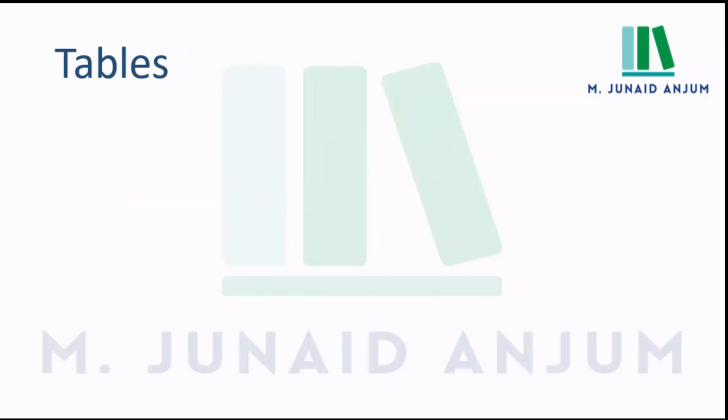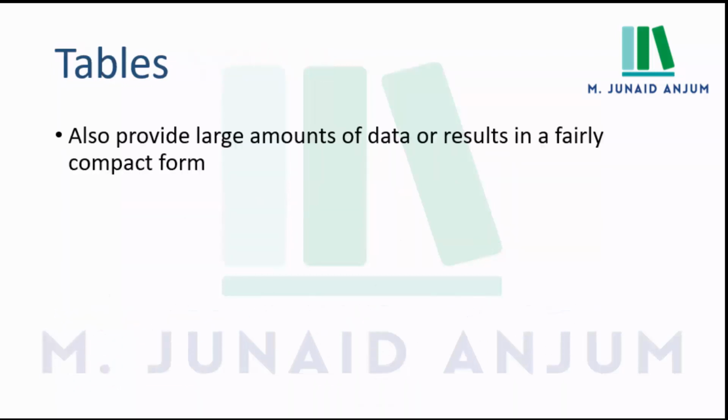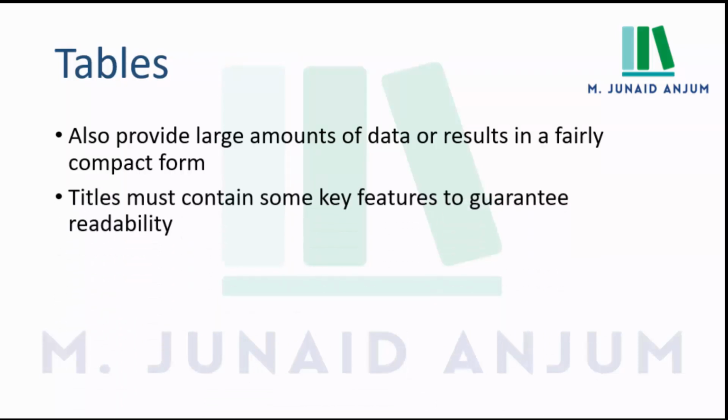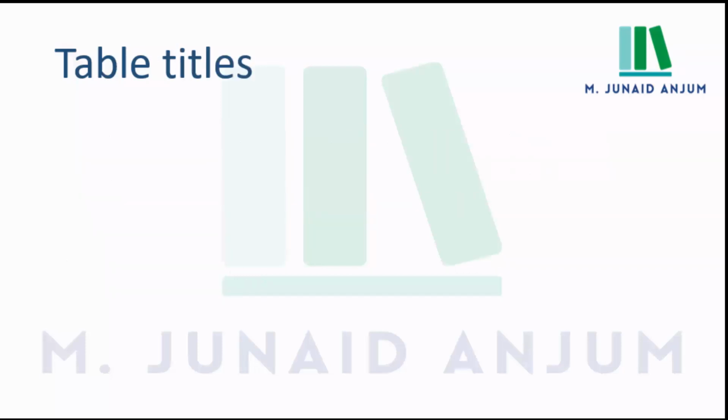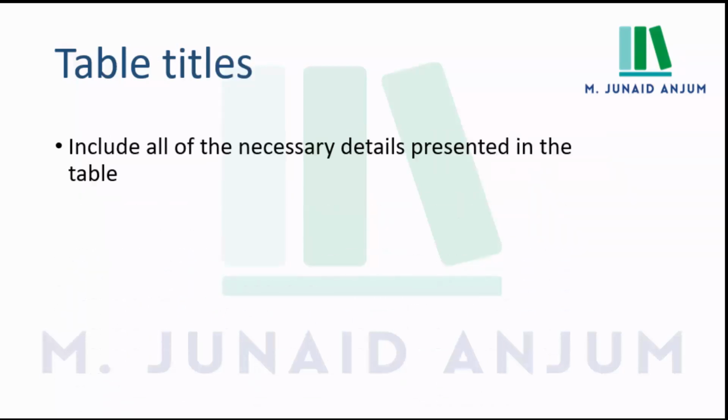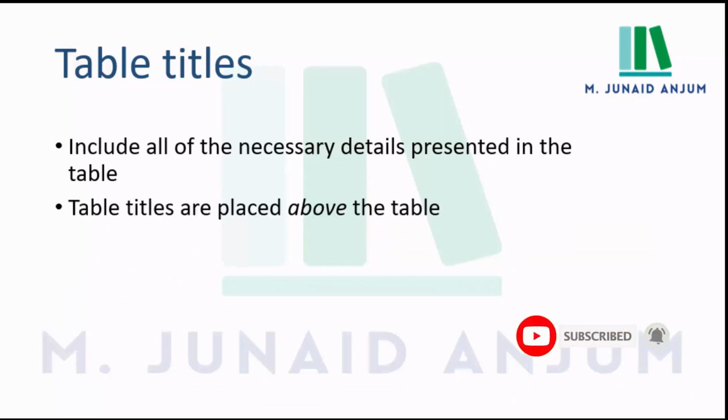The next thing is tables. Tables also provide a huge amount of information in a fairly compact form, and the title must contain some key features to guarantee readability. Columns typically define the variables while rows contain their values. This is the standard. Now, how to give titles to the tables? The title should include all the necessary details presented in the table, and titles for tables are placed above the table. This is the important point.